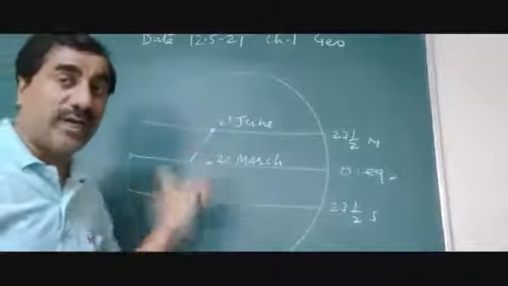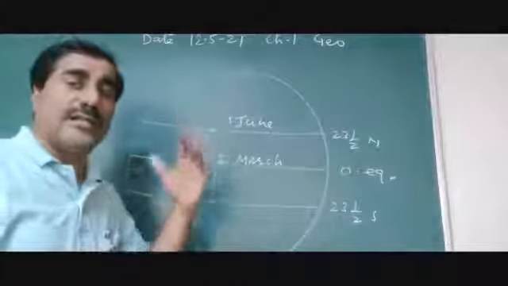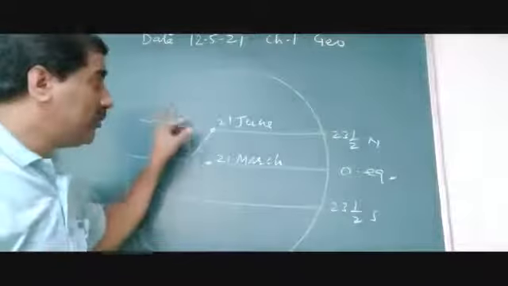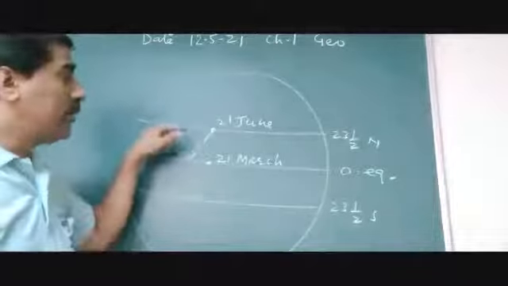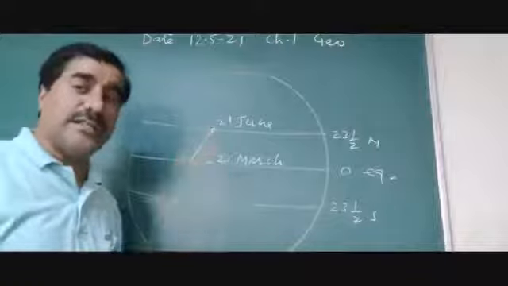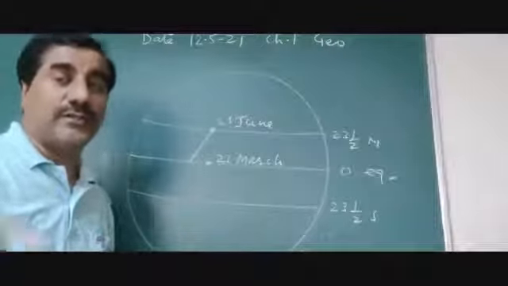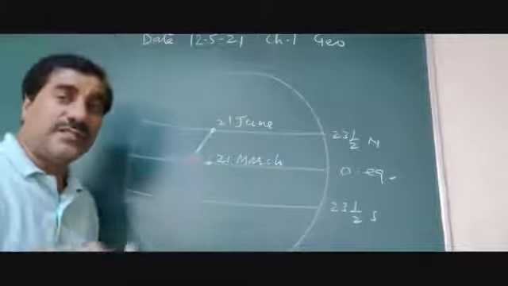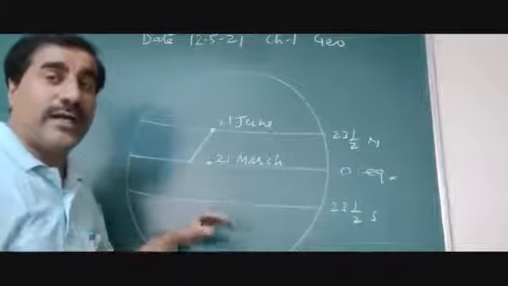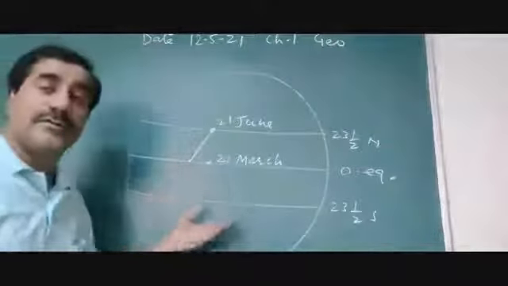On 21st June, it means what happens on earth, or we can say in the northern hemisphere, how do we receive the duration of day and night. During that day, 21st June, the duration of day will be longer and night will be short, and just the reverse happens in the southern hemisphere. Duration of day will be short and night duration will be longer in the southern hemisphere.